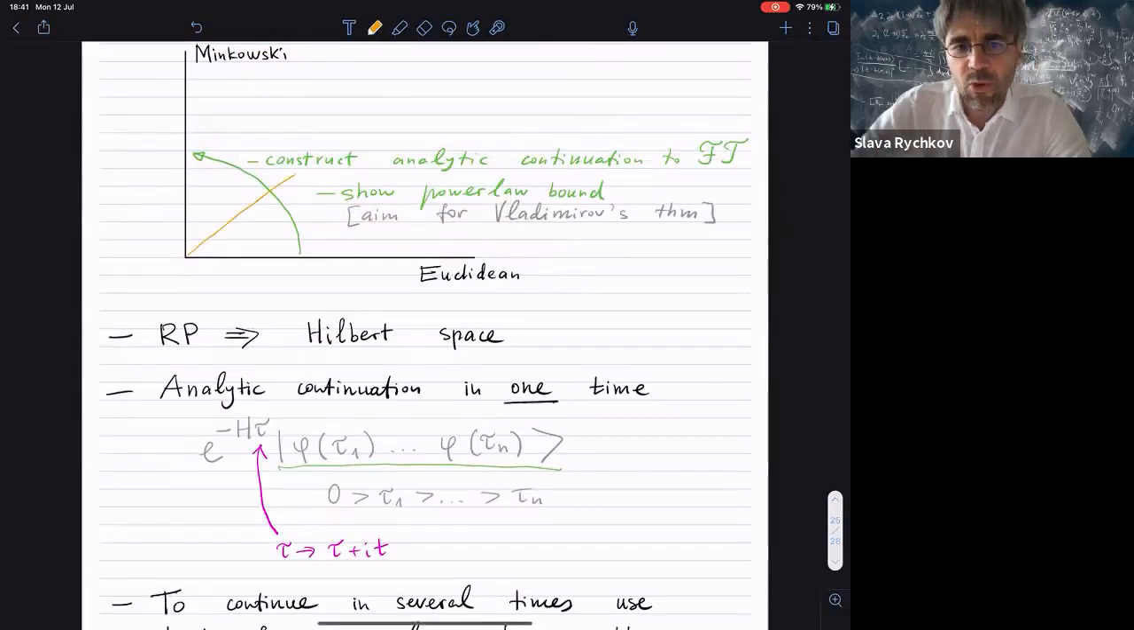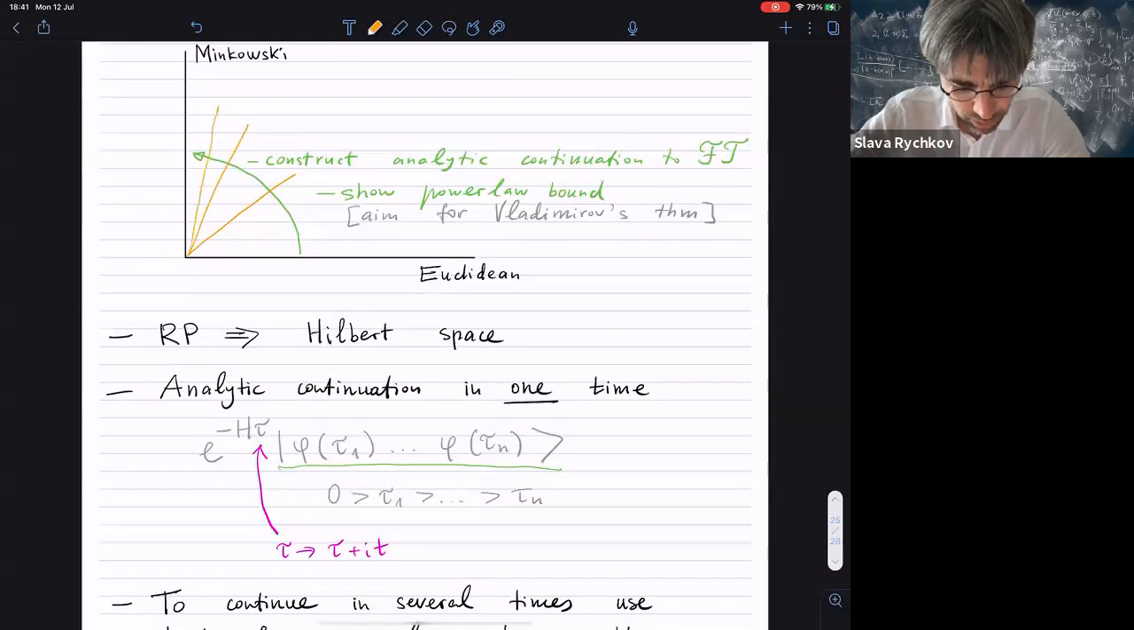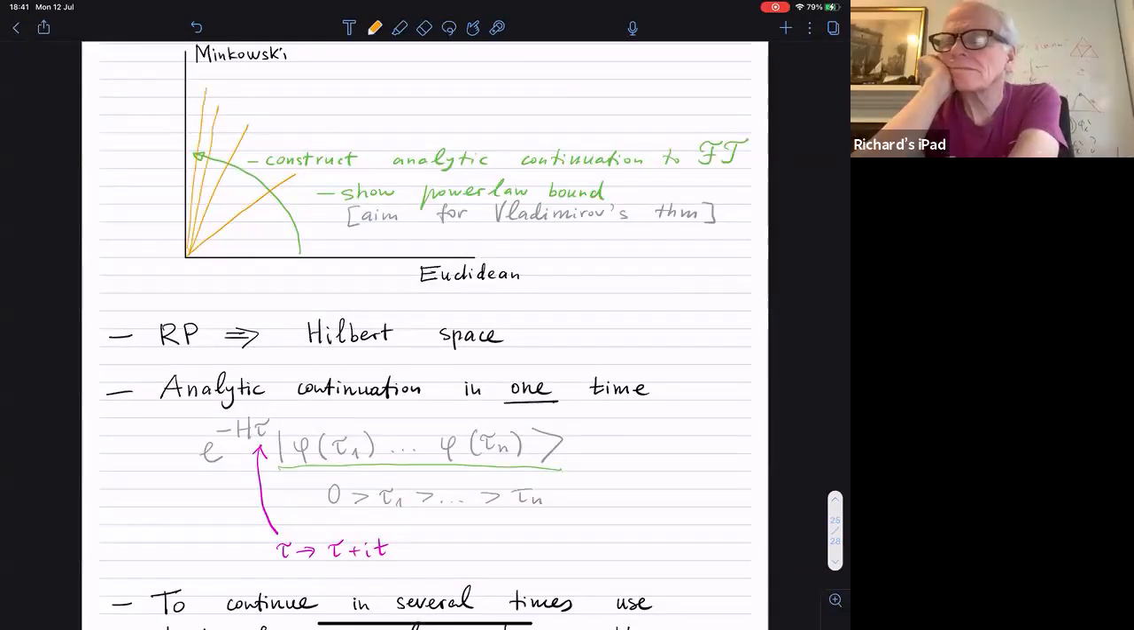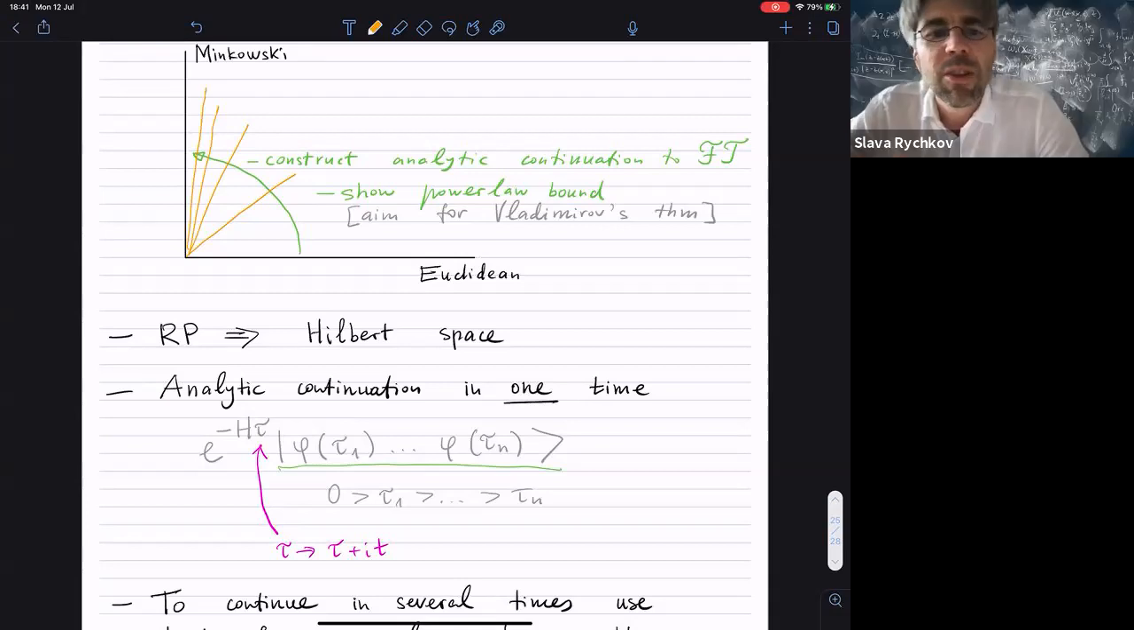in the first step you rotate by at most 45 degrees. Then in the second step, you get a little bit closer to Minkowski. So you perform an infinite sequence of continuations. And then in the limit, if everything works and all your inductive hypotheses are checked, then you can show that you're done.